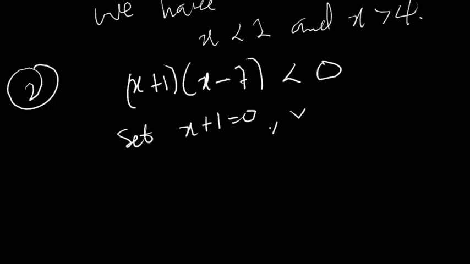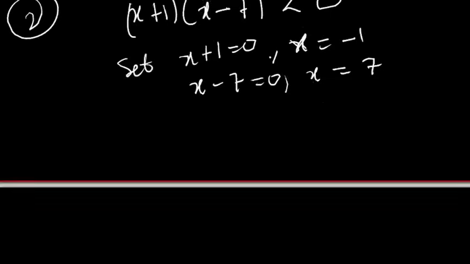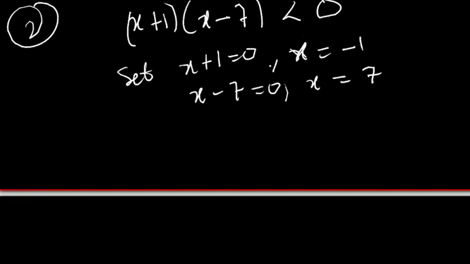So we have x equal to minus 1, and also x minus 7 equal to 0. We have x equal to 7. Now, between 7 and minus 1, which of them is smaller? Exactly the same way we did the first one, minus 1. So we are going to have 3 suggestions as well. So we have x less than minus 1, followed by minus 1 less than x less than 7, then the last one, x greater than 7.